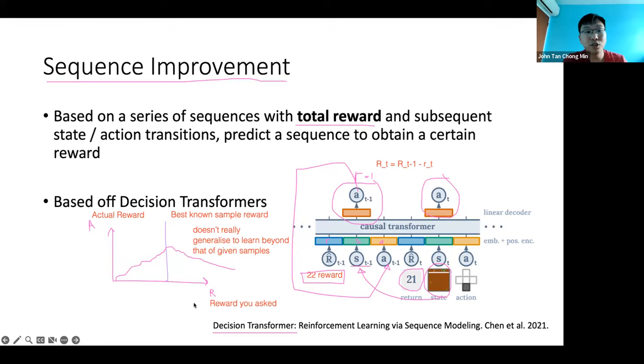So this transformer is a nice idea, but conditioning on reward alone doesn't really help you learn how to get that reward. Typically, it doesn't go beyond the expert demonstrations provided to it. So how can we use large language models now, in a token way, to do this kind of sequence improvement? Let's see what the authors did.